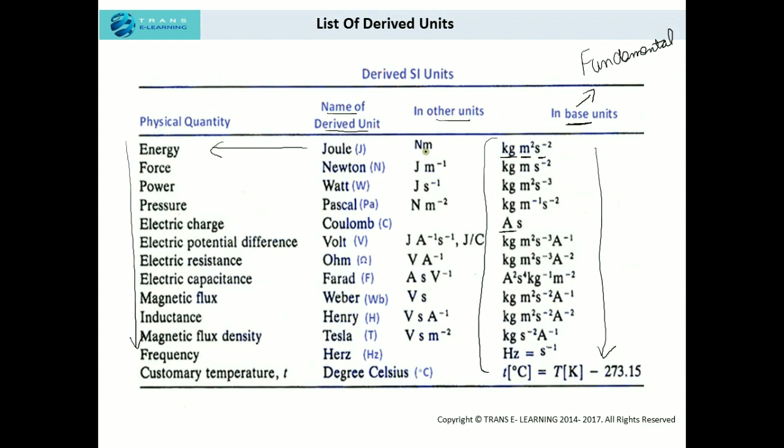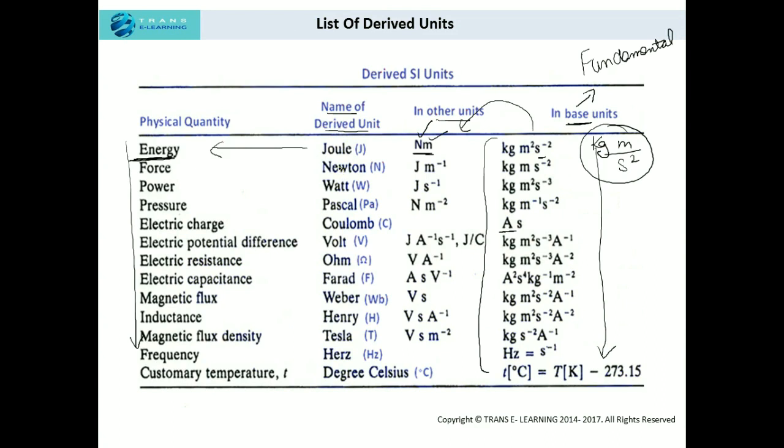Like you can see here, I have taken the units of energy and I've written them in base units as kg meter square per second square. Now if I want to write in some other units, then I've written here Newton meter. Now Newton is kg meter per second square. So if we just substitute, we are just left with the Newton and meter. So we can write in terms of other units also. And of course there are some particular names given to the derived units for those derived quantities.